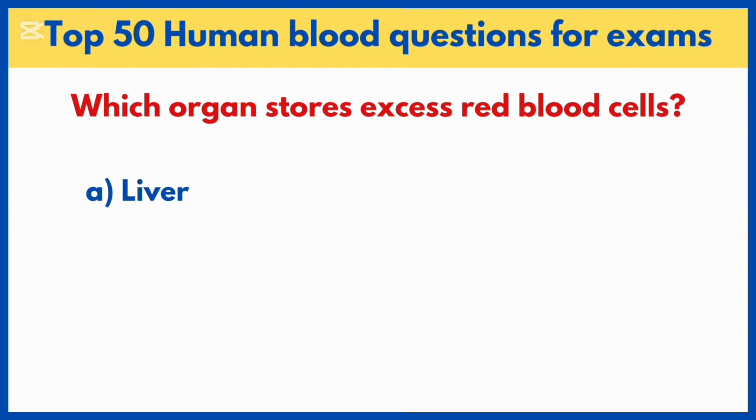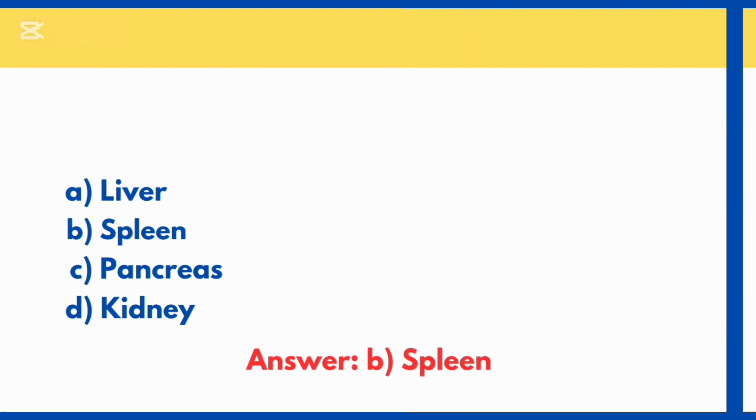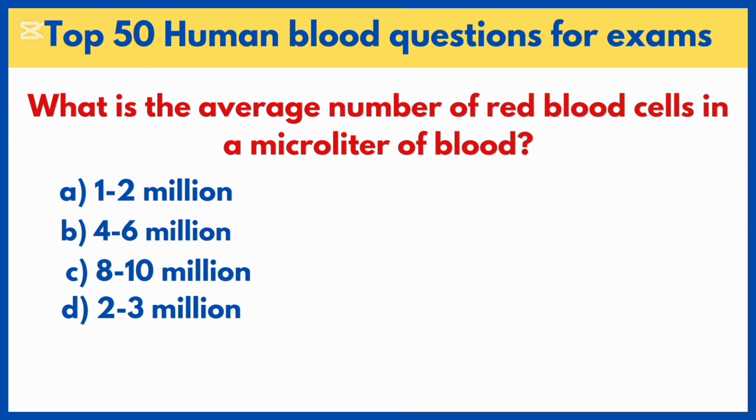Which organ stores excess red blood cells? Correct answer is option B, spleen. What is the average number of red blood cells in a microliter of blood? Correct answer is option B, 4 to 6 million.